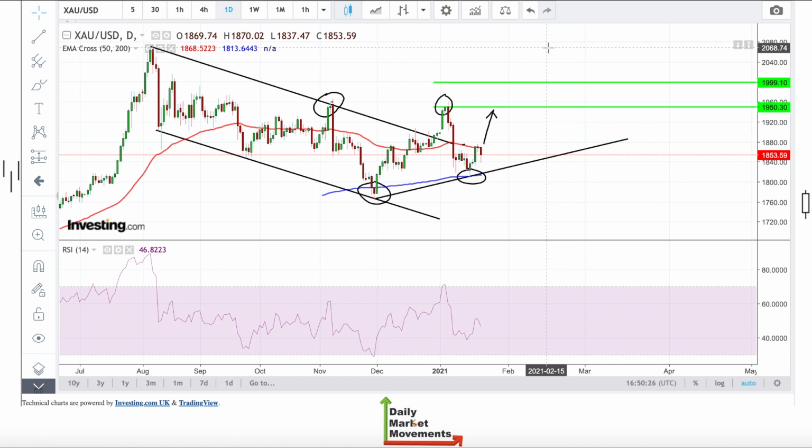So I still stay a gold bull here. I have no interest in selling. The only way that I would be interested in selling is if we did get a clear daily close below the 200-day EMA. But as you can see, we're very much far away from that 200-day EMA. So going into the start of next week, I'm looking for that break above the 50-day EMA.